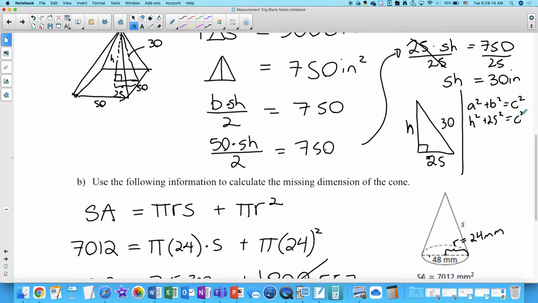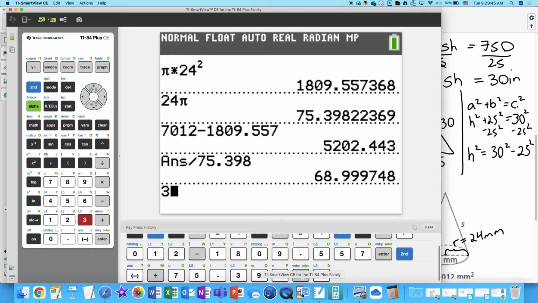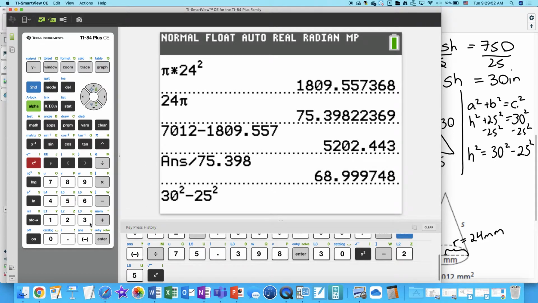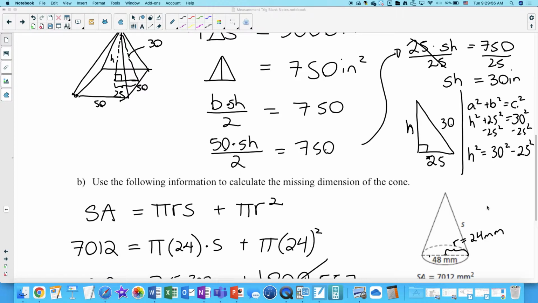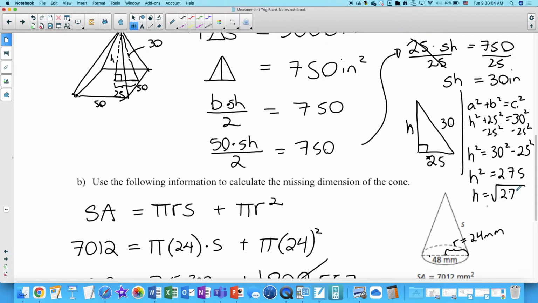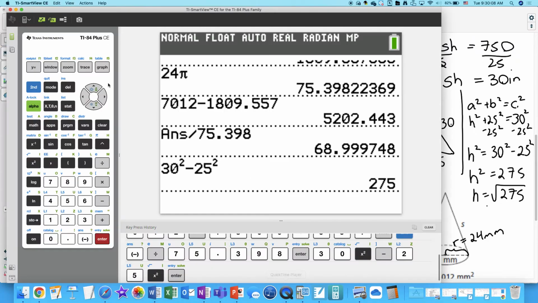At this point, you could either evaluate these and then subtract, or you could subtract right away. So if you subtract 25 squared from both sides, you're going to get h squared equals 30 squared minus 25 squared. Let's see, it's 900 minus 625, 275. There we go. So we can find h now. It's the square root of 275. I'm just going to go into my calculator and take the square root of the answer, and that's to the nearest tenth of an inch, 16.6 inches. Okay?